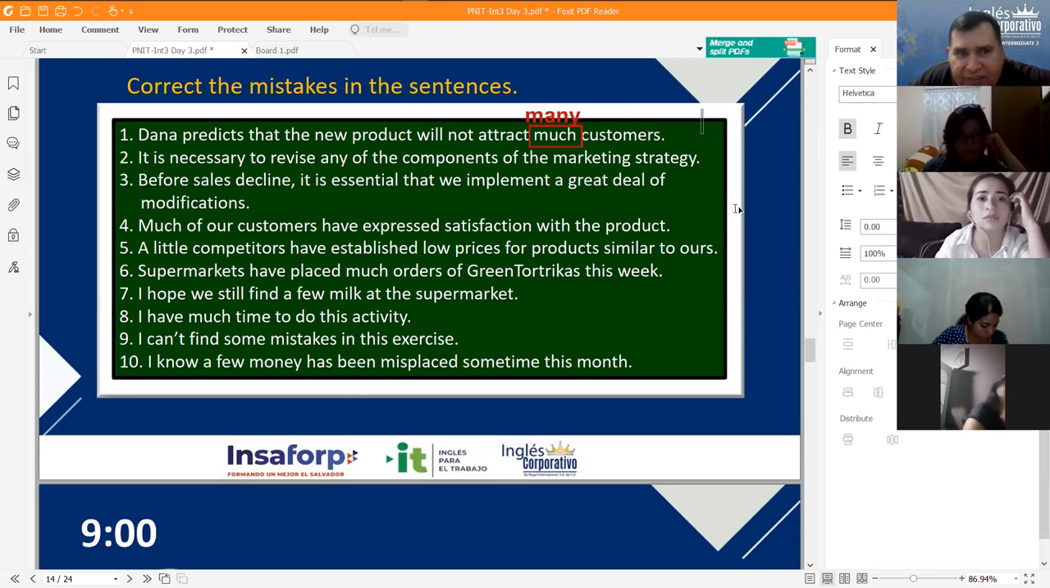Number two, it is necessary to revise any of the components of the marketing strategy. Okay, any?